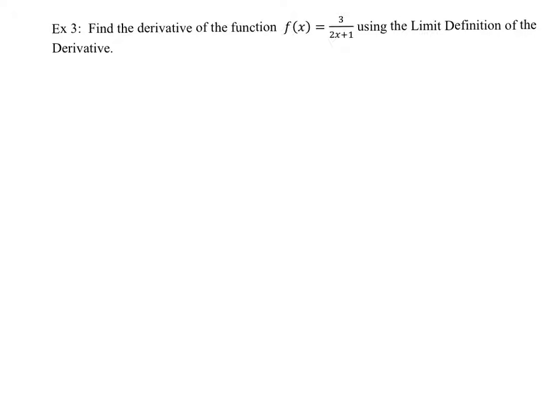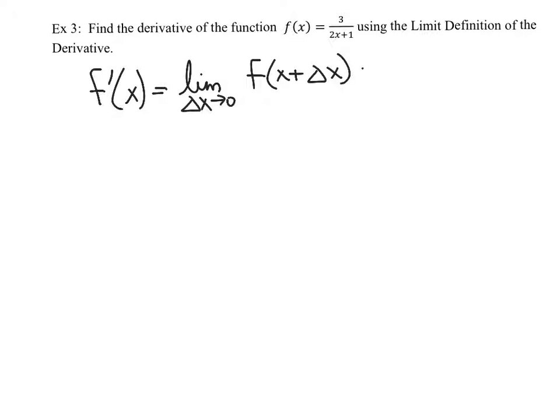For our last example, let's take a look at the derivative of the function 3 over 2x plus 1, again using this general form of the limit definition of the derivative. So I'm going to go ahead and say once again that our formula is f prime of x is equal to the limit as delta x approaches 0 of f of x plus delta x minus f of x all over delta x.